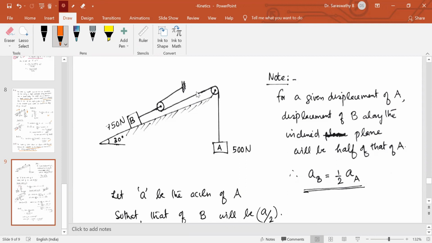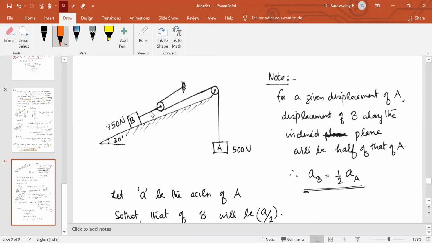Here the difference is the string. There is one string which is attached to one pulley here, and it is attached to another pulley here, and this is fixed in the wall. One end of the rope is fixed on the wall. It passes over a pulley, and it passes over another pulley, and at this end a weight is attached, and to this pulley this mass is attached. This weight is attached to this pulley.